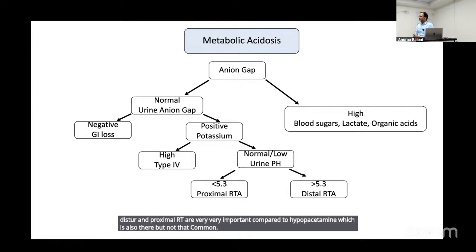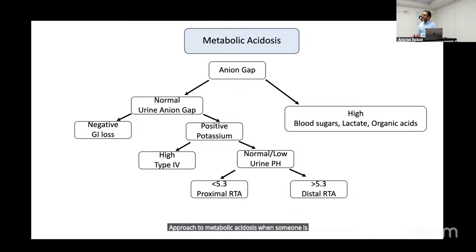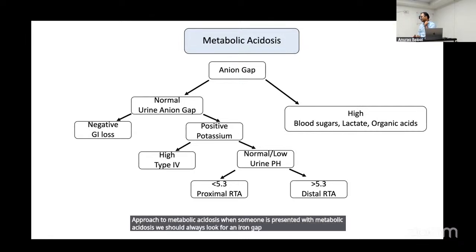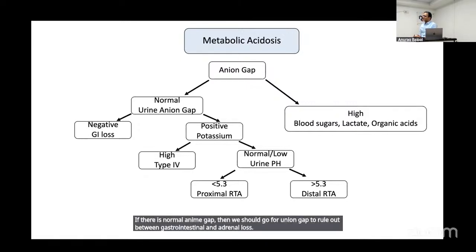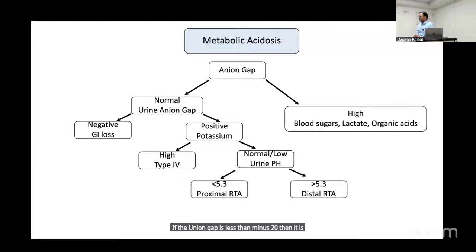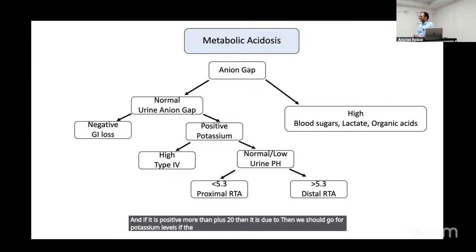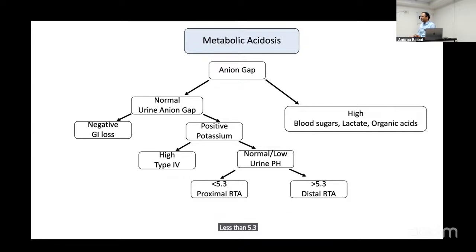Approach to metabolic acidosis. When someone is presented with metabolic acidosis, we should always look for anion gap. If it is high, then it can be due to diabetic ketoacidosis, lactic acidosis, or organic acidemias. If there is normal anion gap, then we should straight away go for urine anion gap to differentiate between gastrointestinal and renal loss. If the urine anion gap is less than -20, then it is due to GI losses. And if it is positive, more than +20, then it is due to RTAs. Then we should straight away go for potassium levels. If the potassium is high, then we are dealing with type 4 RTA. If the potassium is low or normal, then urine pH will give us the clue: less than 5.3 is proximal and more than 5.3 is distal RTA.